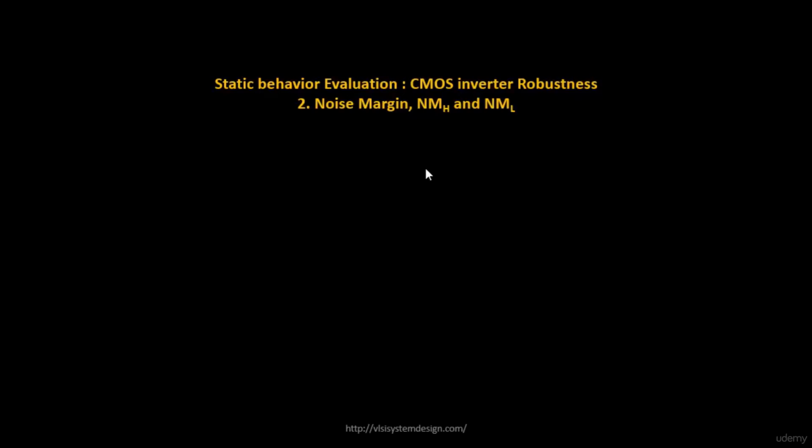So we will try to understand what noise margin is, and then how this CMOS inverter is robust to the noise margin. By varying the CMOS inverter switching threshold that we have learned in the past videos, we will see how the noise margin varies, and how different sizes of CMOS inverter are robust to the noise margin. Before entering into the noise margin evaluation of the CMOS inverter, let's try to understand what noise margin is.